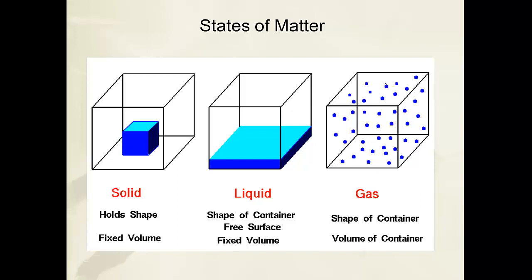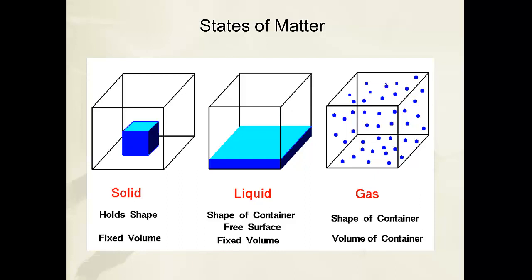So if we've got this blue cube and I place it into a container, it's not going to take the shape of the container at all. It's going to hold its shape and its volume remains fixed. Okay, so remember that example earlier where we were looking at measuring the volume of a solid by the displacement of a liquid. Its volume is going to stay the same.